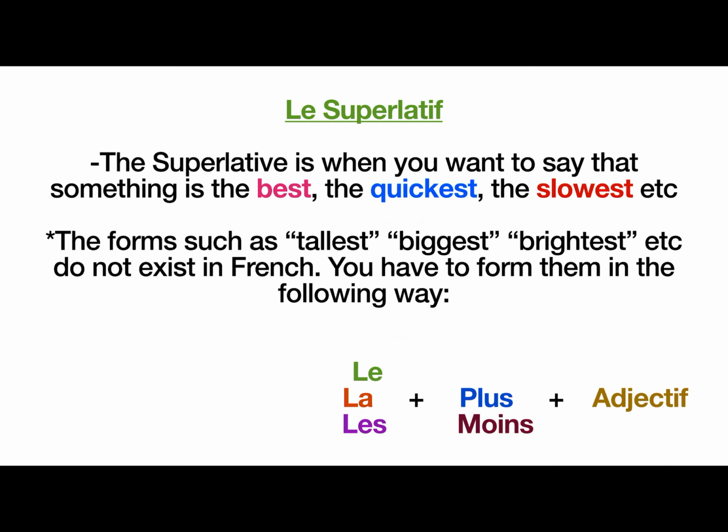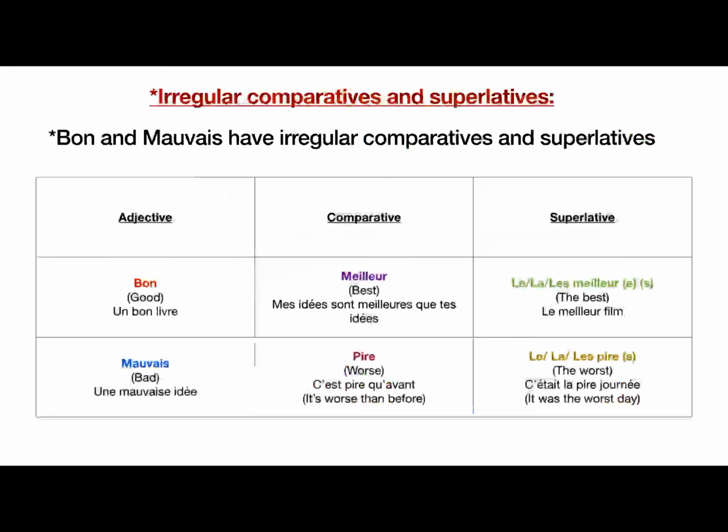So just to recap, if you want to use a superlative, something is either the most or the least. So because it's the most, biggest, tallest, fanciest, expensive, etc., you put le, la or les before plus or moins. Okay? Now just watch out for bon and mauvais. They're adjectives. And what happens when they change in the comparative and in the superlative. So bon is an adjective, it means good.